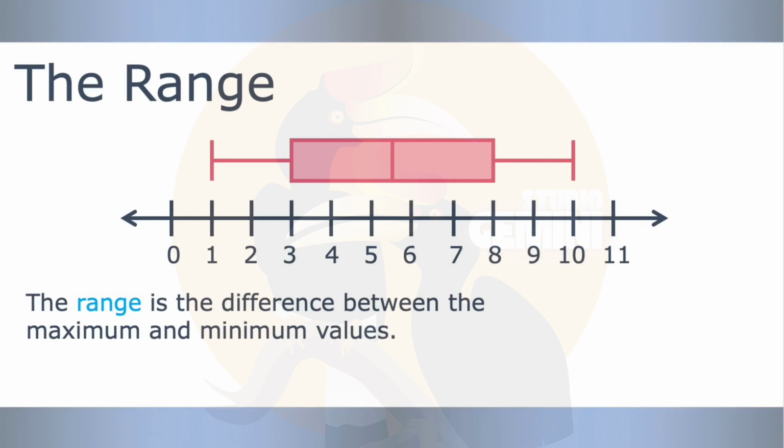You can also calculate other measurements from a box plot. The range is the difference between the maximum and minimum values. It's a way to measure the total spread of the data set. With this data, we need to take 10 minus 1, so the range is 9. The distance from the lowest value to the highest value is 9.